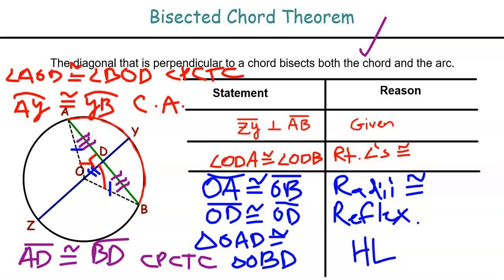Not to be confused with the corresponding angles theorem, but they have the same initials there, and therefore we have what we want. The diagonal that is perpendicular bisects the chord and the arc. One more theorem or idea to see, so if you haven't copied down this particular version of the proof, or if you didn't come up with this proof on your own, go ahead, pause the video and copy this down. Come back when you are ready to see the last idea, as well as do one quick practice problem.